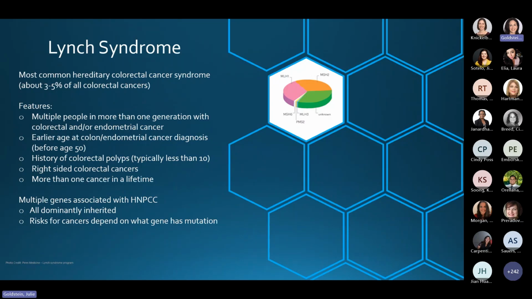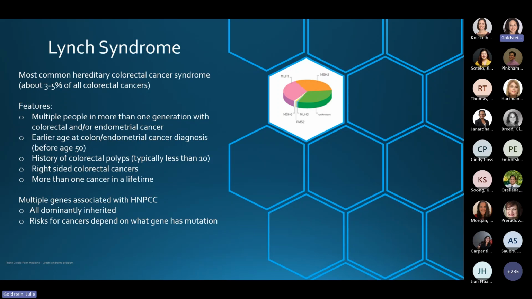Also, in families with Lynch syndrome, we might see people who have had more than one cancer in their lifetime. So sometimes we see people who may have had more than one colon cancer, or maybe a woman who's had a colon cancer and then an endometrial cancer. You can see from that pie chart I have here that there are multiple genes associated with HNPCC, MLH1 and MSH2 being the most well described, or the ones that most commonly contribute to Lynch syndrome. All of these are dominantly inherited, meaning you only need to have one copy of a gene mutation in order to have Lynch syndrome.